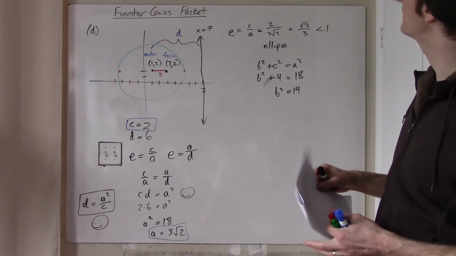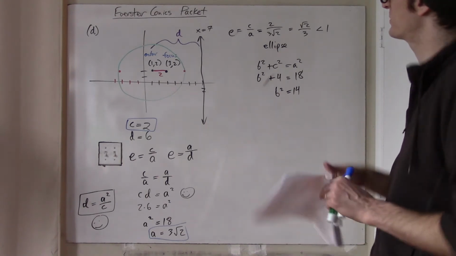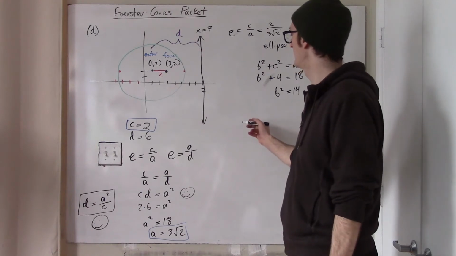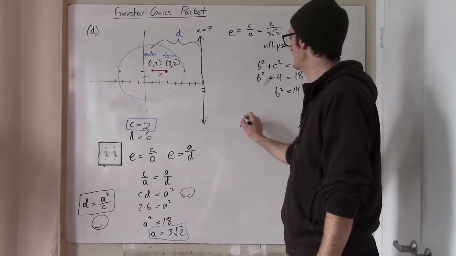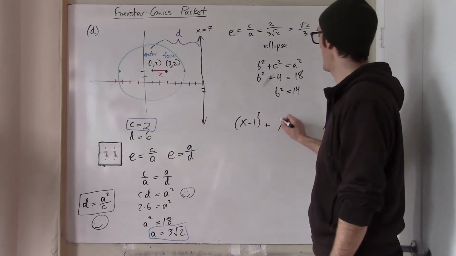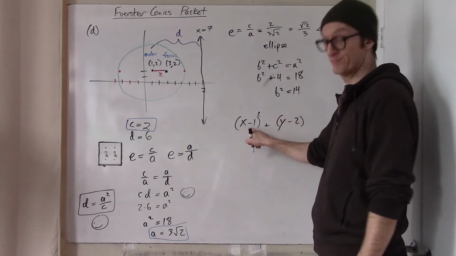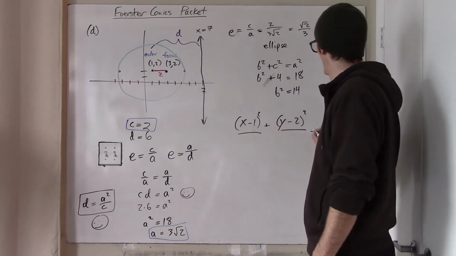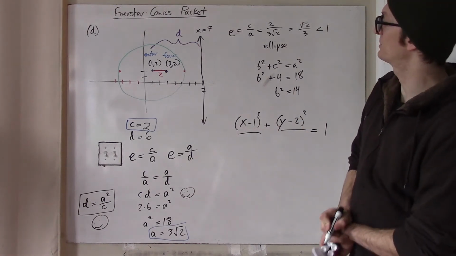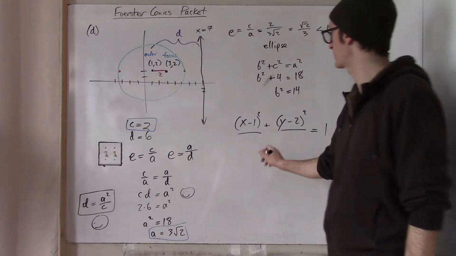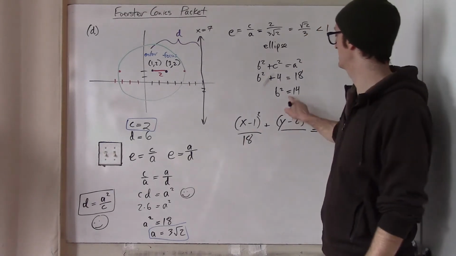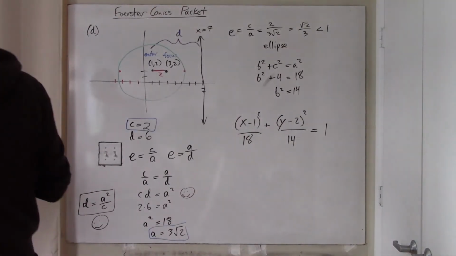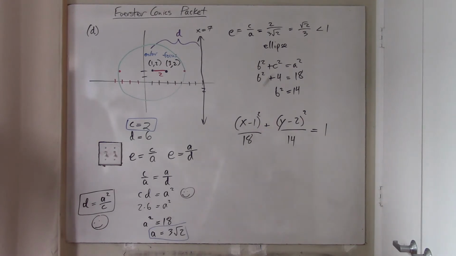And I could even do some double checks, but I think we're all good. What's the equation? Well, it's an ellipse, it's horizontal, the x-coordinate has been shifted by 1, the y-coordinate has been shifted by 2, and x has been stretched out by a factor of a, which is 3 root 2, so that's 18, and y has been stretched out by a factor of root 14, so that's 14. So these are all pretty hard, I guess. Yeah, they're all pretty hard.